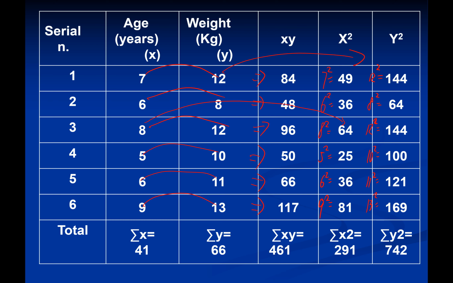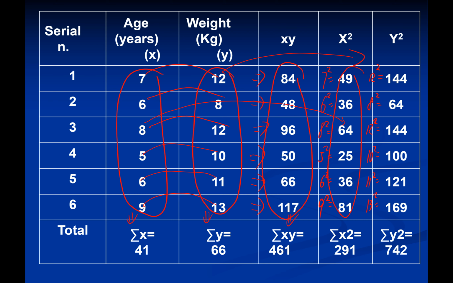After you create each one of these cells, you sum up the columns. Sum up all the x values, you get 41. Sum up all the y values, you get 66. Sum up all the xy, you get 461. Sum up all the x squared values, you get 291. Sum up all the y squared values, you get 742.